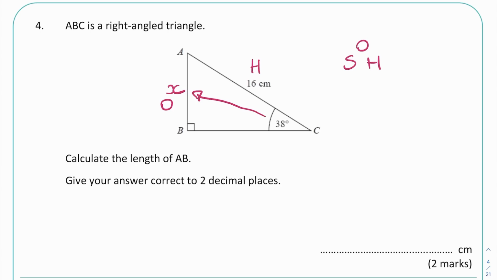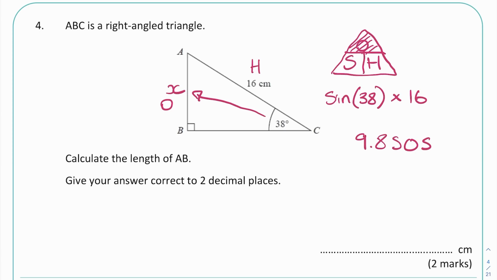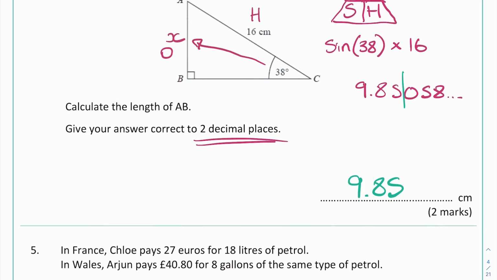SOH is my first one I'd write down, and this has the O and the H in, so I'm going to be using sine. To find the length of the opposite, we cover up the O, and then you just multiply the angle with sine, so sine 38, it will open the bracket, so don't forget to close it, and multiply that by the hypotenuse, which is 16. Type that in on the calculator, sine 38 multiplied by 16, and we get 9.85058 and a few more decimals, but it only wants my answer to two decimal places. So I'm going to chop it after the second decimal. It's a 0 after that, so it would just be 9.85. And there we go, there's my final answer, using some SOHCAHTOA to find a side length.